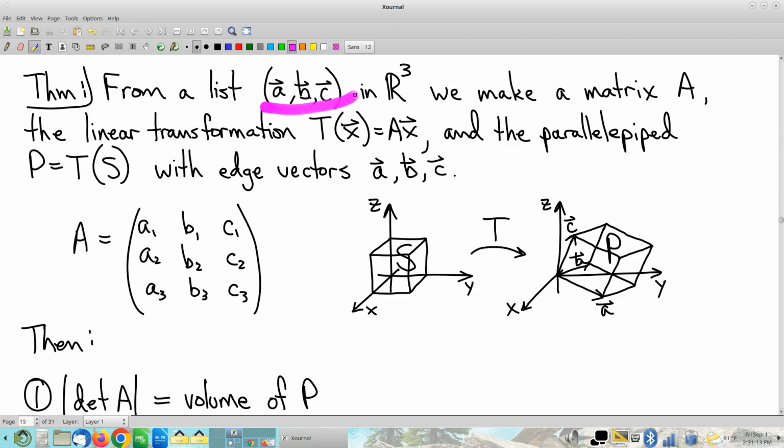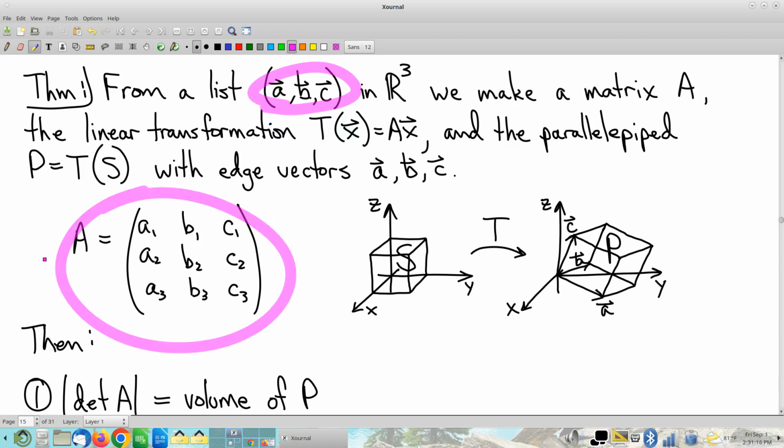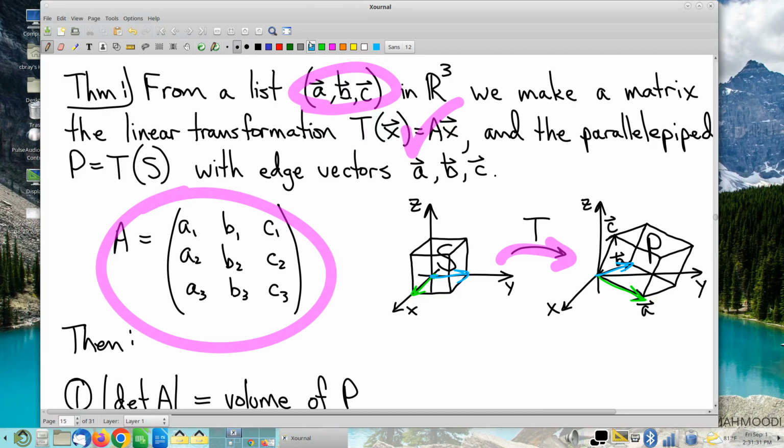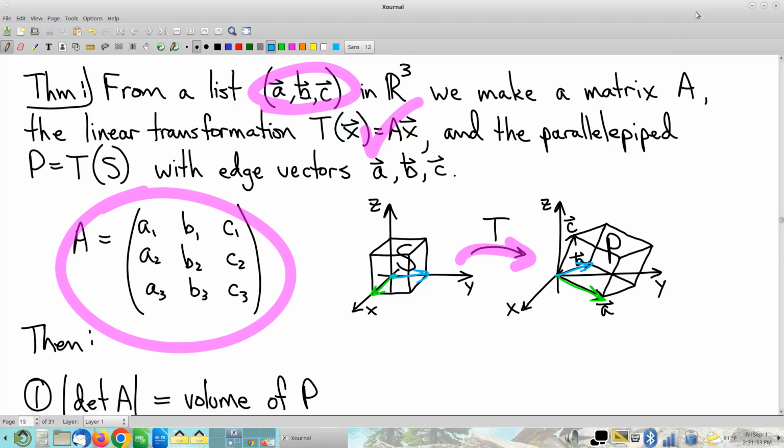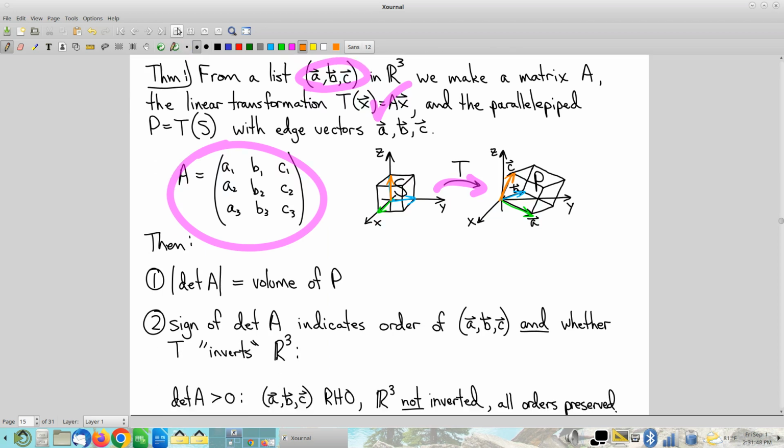And again, if you have a list, you can make a matrix. If you have a matrix, then you have a linear transformation. If you have a linear transformation, you can look at your standard basis vectors and see what their images are. E2 goes to B. Oh gosh, I didn't mean to do that. And then E3 goes to C. And all of the expected analogous statements all work.